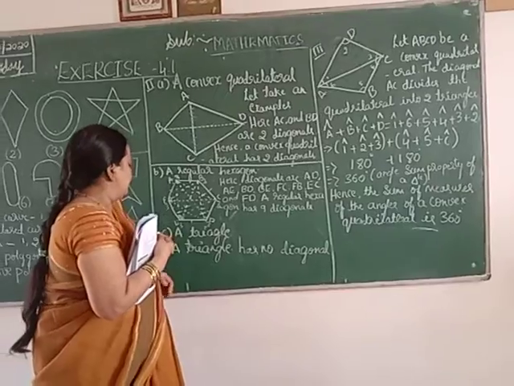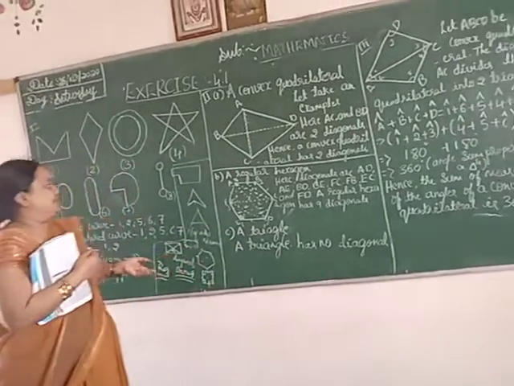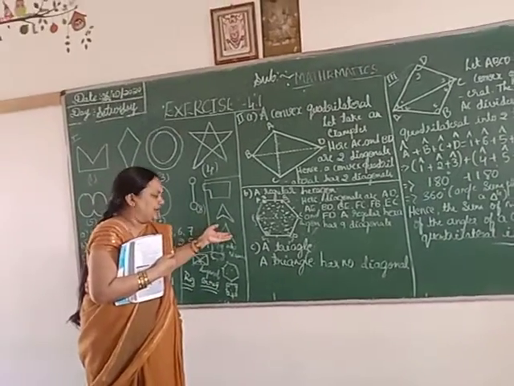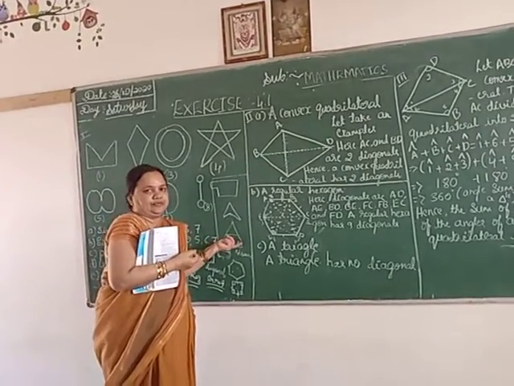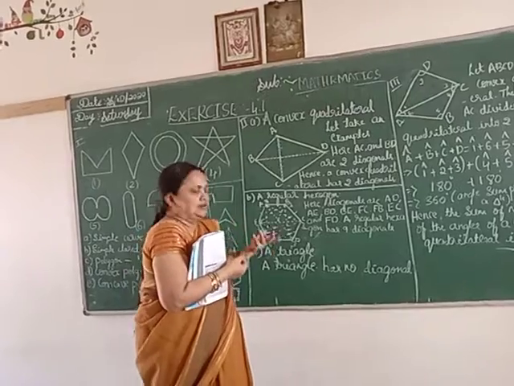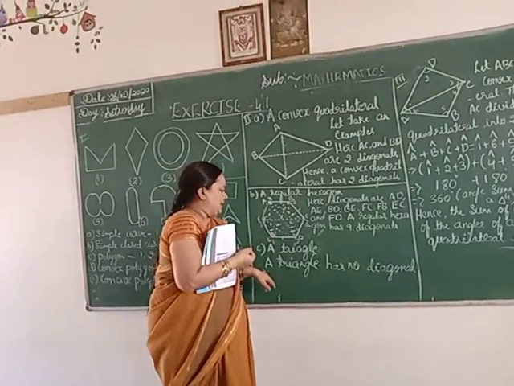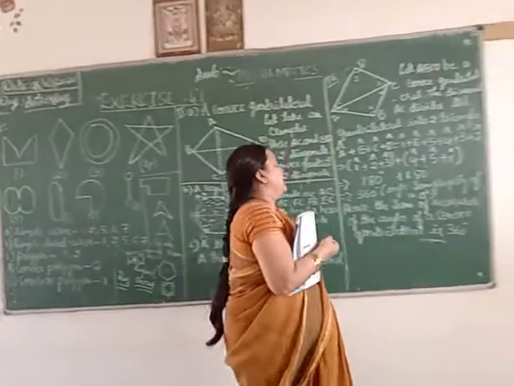Understood, children? Next, now they ask about a triangle. In my introduction only I told you there will not be any diagonals because there are no non-adjacent sides. That is why a triangle has no diagonal.